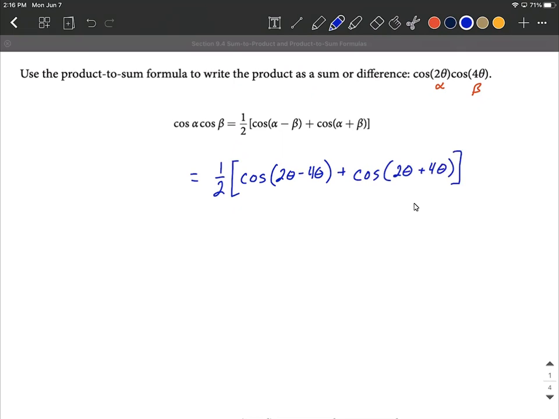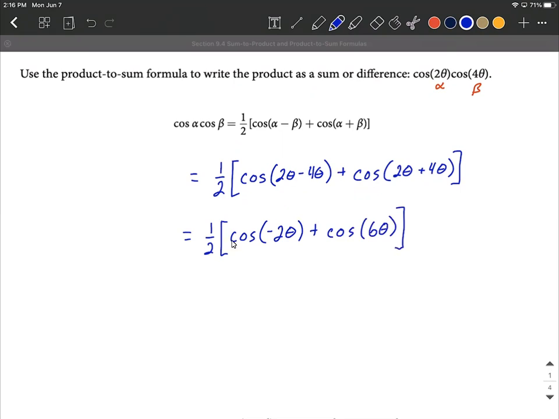Close off our brackets. From here, we can reduce down some. When we have 2 thetas minus 4 thetas, that'll combine together. We'll leave it like that for right now. We'll say cosine of negative 2 theta. Our final answer, we're probably going to get rid of that negative on the inside because it'll be a better answer without the negative on the inside.